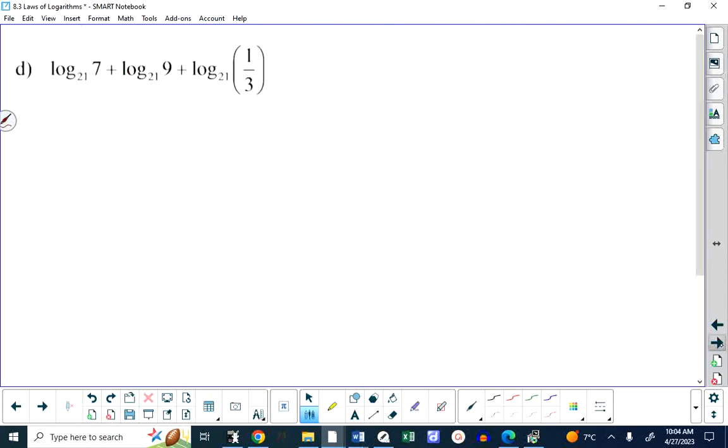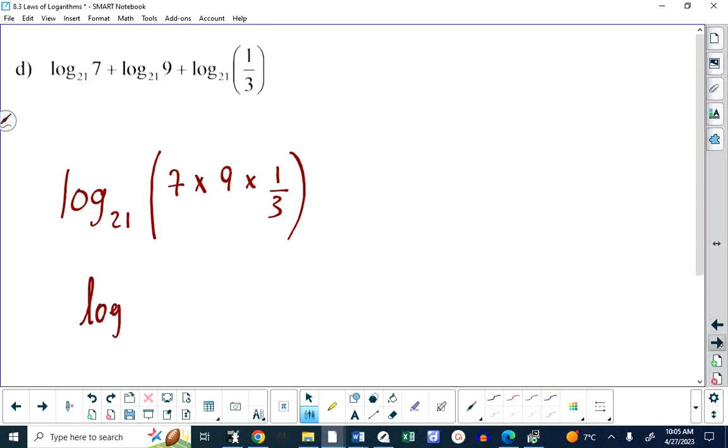These are all log base 21, so we can pack them together. It will be 7 times 9 times a third. 9 times a third is 3. 3 times 7 is 21. So it's 1. These are not questions you would get on an exam because you could just put them in your calculator.